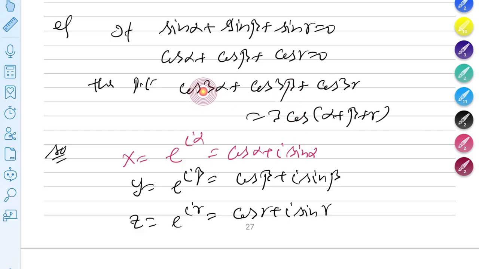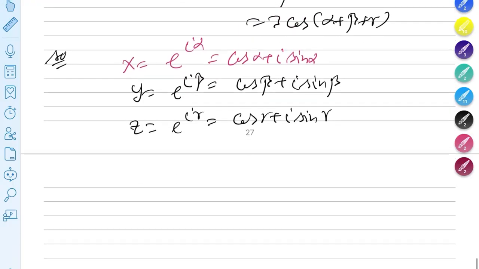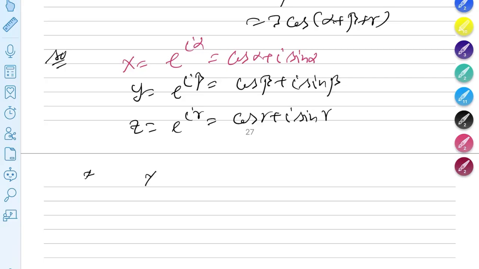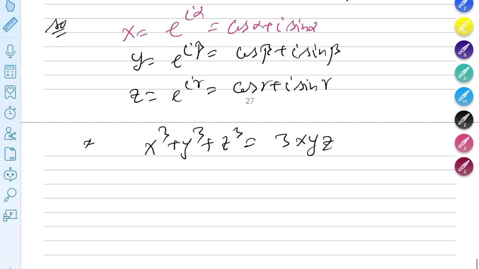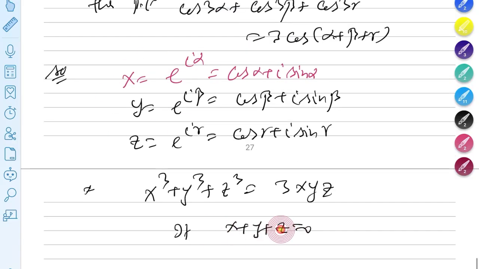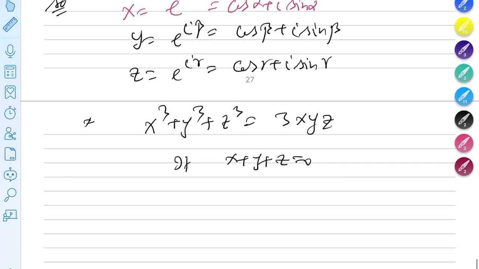Now if you look at this particular form, cos 3 alpha, it appears to be something like x cube plus y cube plus z cube, and this is something like x into y into z. So by looking at the identity which you have to prove, we can think of one well known algebraic identity, that is x cube plus y cube plus z cube is equal to 3xyz, and this identity is valid if x plus y plus z is equal to 0. Now see whether this condition holds. If it holds, then we can use this one. Now see what happens with x plus y plus z.